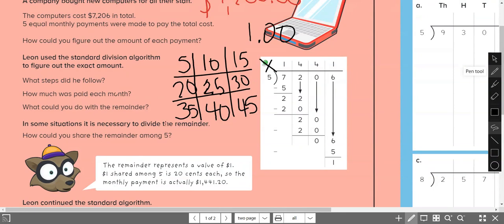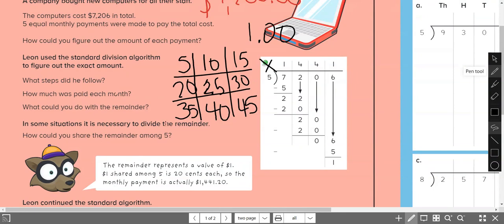5 equal monthly payments were paid to make the total cost. So they paid this $7,206 in the span of 5 months, but they paid the same exact amount each month. So we know in math, when we split something up into equal groups, that means we're dividing.